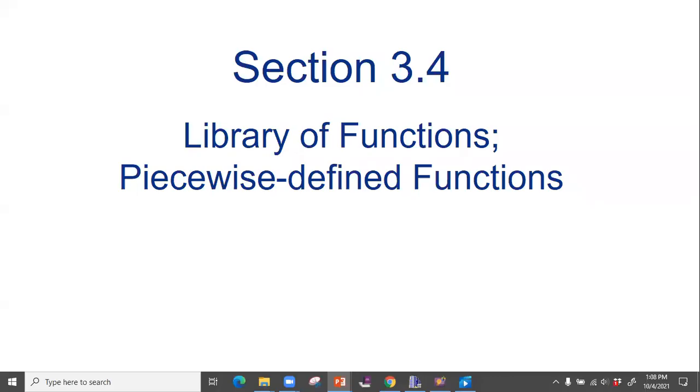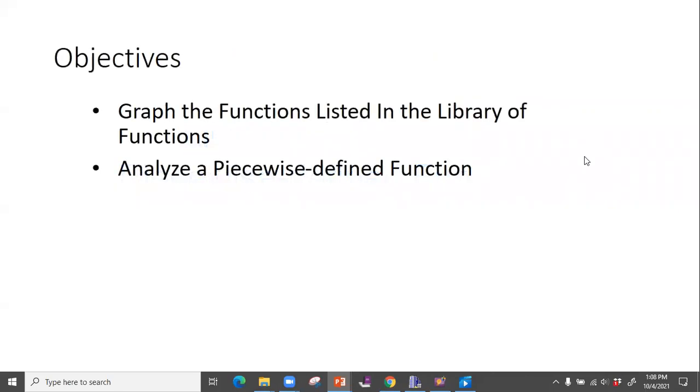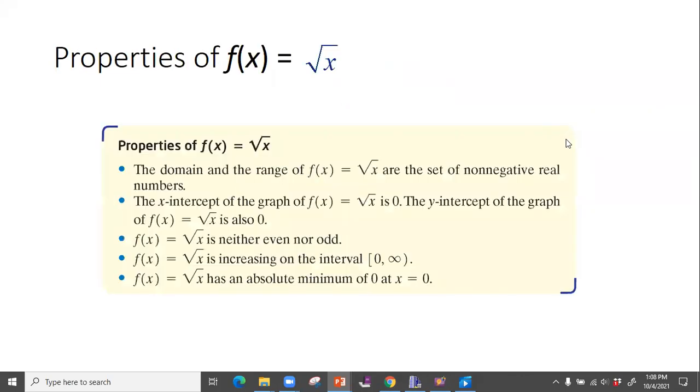Okay, so we are starting our library of functions, aka parent functions and piecewise defined functions. Our objectives here are to be able to graph the functions listed in the library of functions. Again, that's just your parent functions. And to analyze a piecewise defined function. So we're going to go over what are relatively new, quote unquote, to college algebra parent functions, but are really not new to you. For example, our square root of x, the square root function.